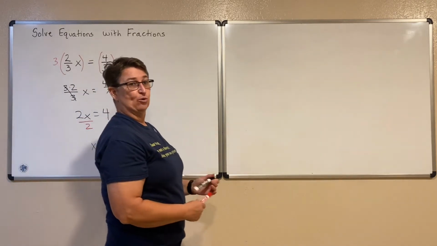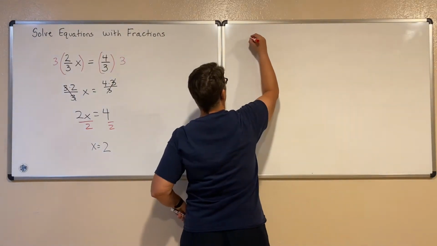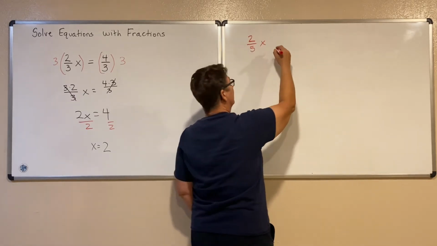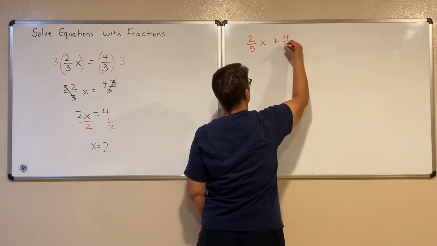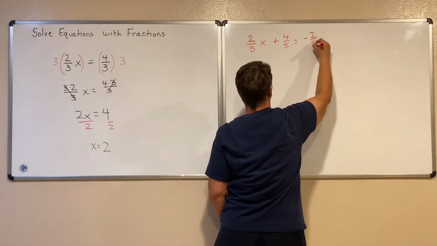Let's solve some more equations with this same strategy in mind. So let's do 2/5 x plus 4/5 equals a negative 2/5.